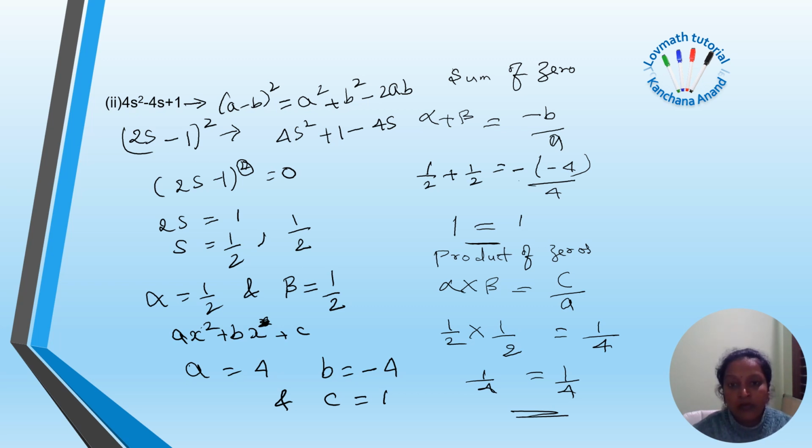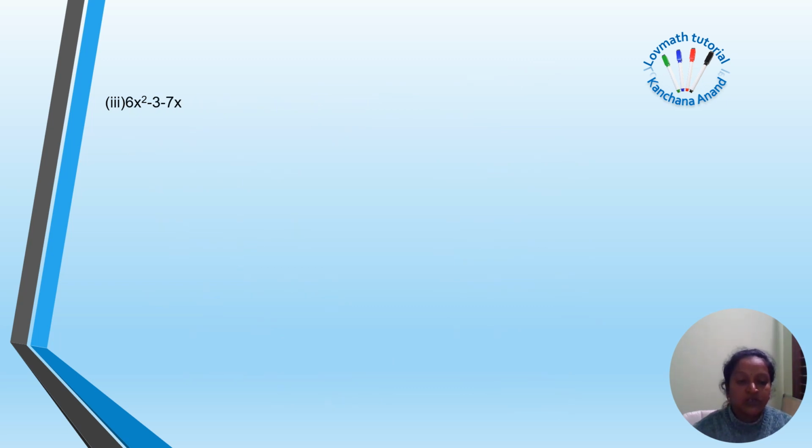Now let us jump to the next question, that is 6x square minus 3 minus 7x. We can write this as 6x square minus 7x minus 3. Now we have to factorize this equation first.